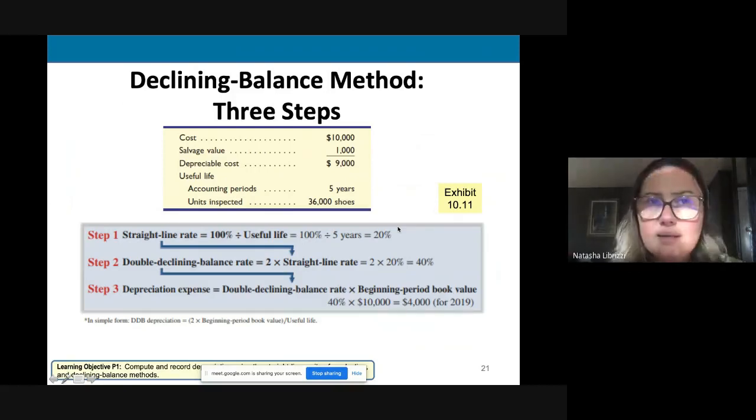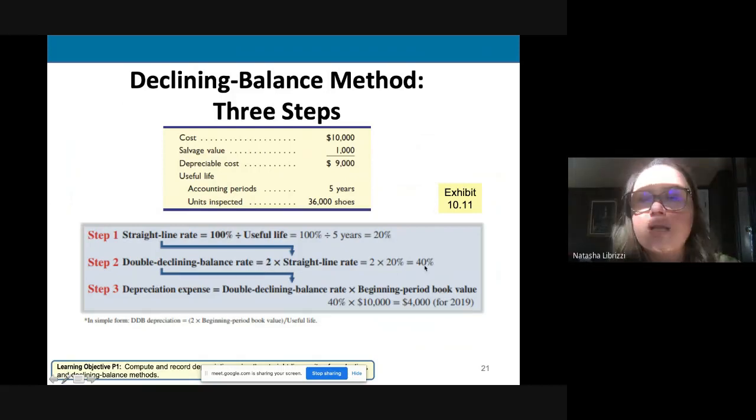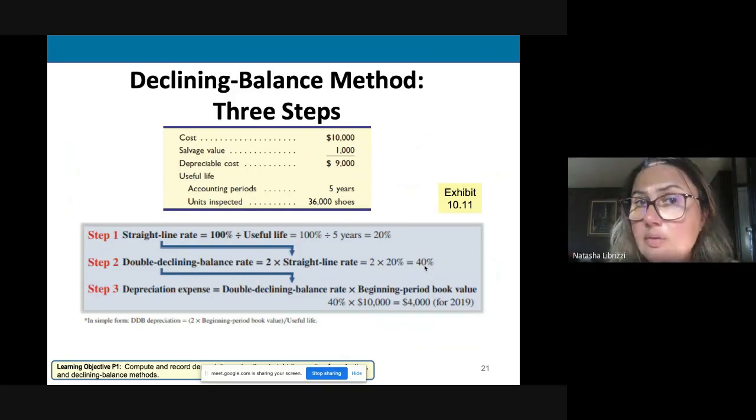So for double declining, it's double the straight line. So it's exactly what we're going to do. We're going to take 2 times our straight line. It's 40%. So now we're going to double decline 40% from book value. Remember the term book value? Cost minus accumulative depreciation. That's the rate that we'll be using.